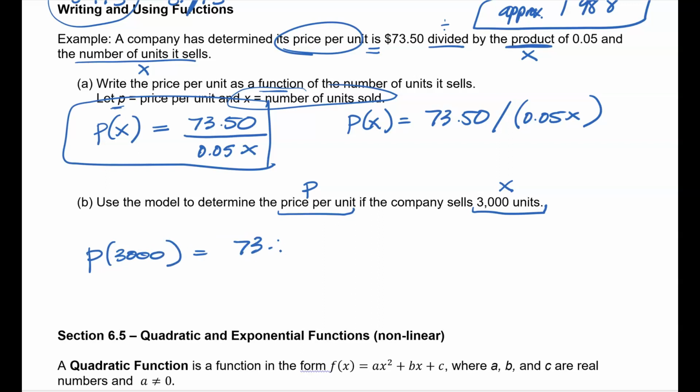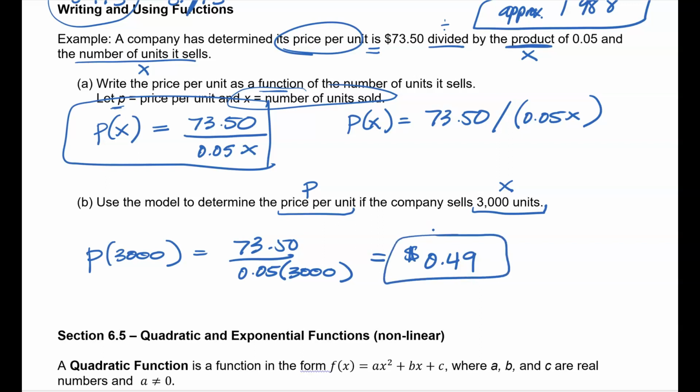So we're going to do 73.50 divided by 0.05 times 3,000. And you can use a calculator to evaluate that, and you end up getting 0.49, which is 49 cents. So the company gets 49 cents per unit if they sell 3,000 units.